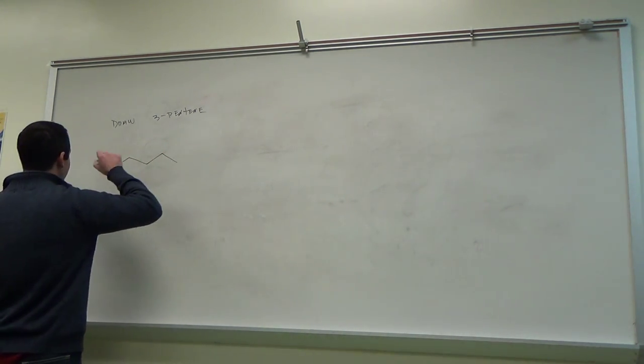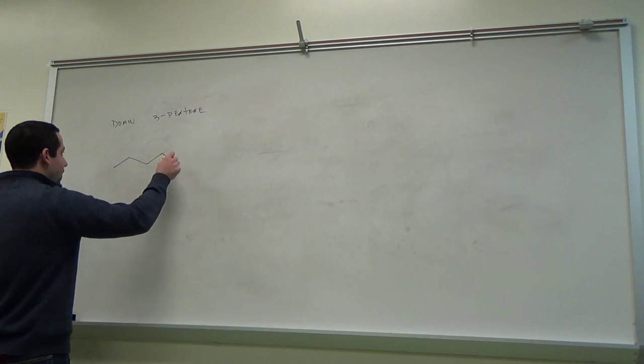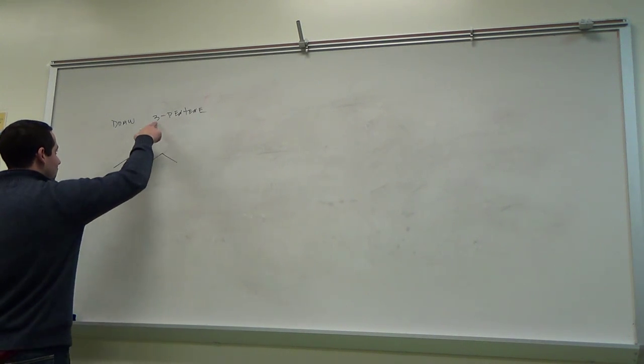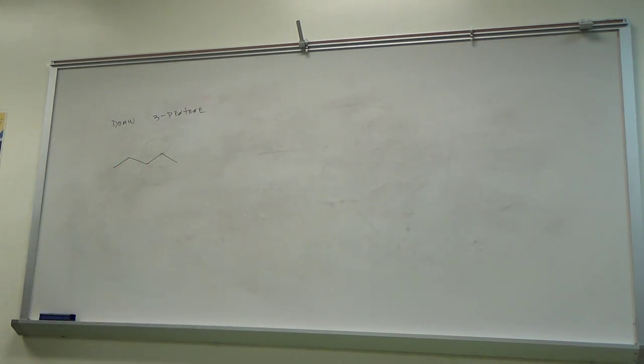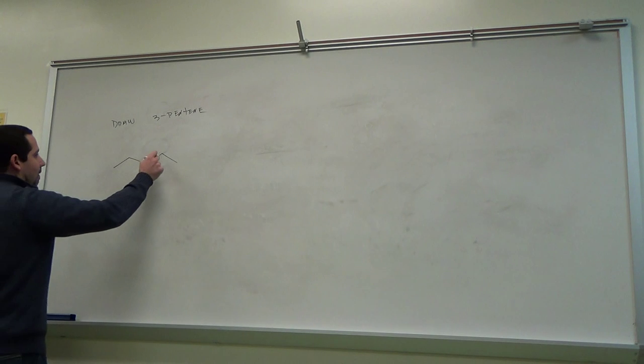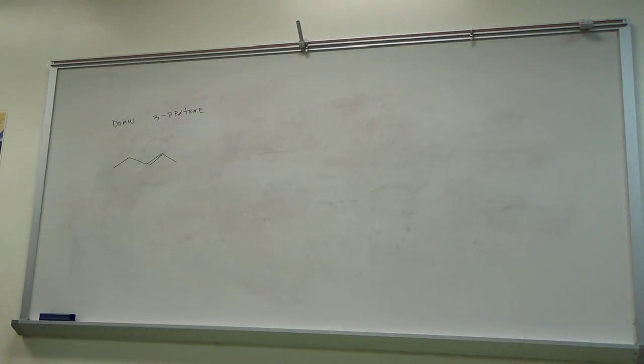One, two, three, four, five. That's pentene, yes? This is 3-pentene. One, two, three. Double bond? Yeah, double bond. Is that called 3-pentene? That's 2-pentene. So for three, you have to make the line coming down in the middle and then the double bond with it. Right? So, look, 3-pentene.